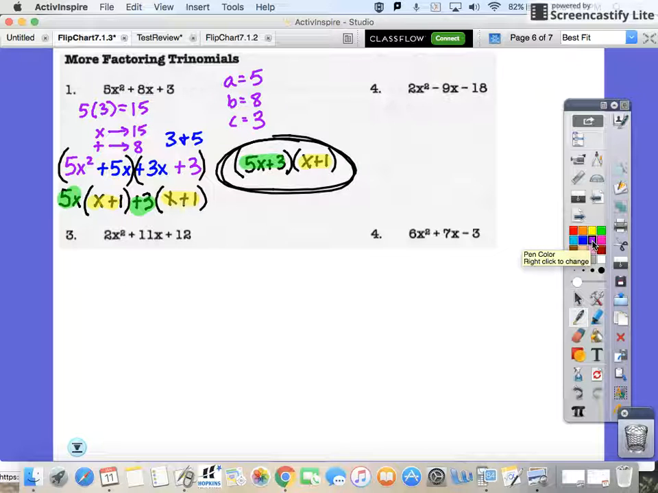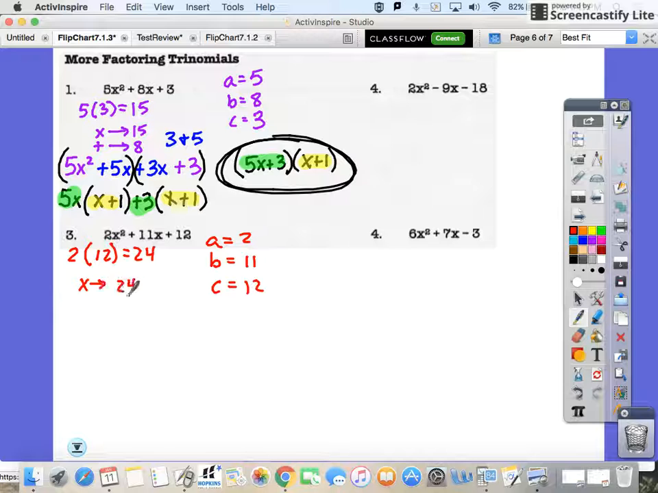All right, let's try this last one. A, B, C. A is 2, B is 11, C is 12. Then we take A times C, which is 24. 2 numbers that multiply to 24 and add to 11 from right here. That would be 8 and 3. So we're going to rewrite the original, replace that 11x with 8x's and 3x's.